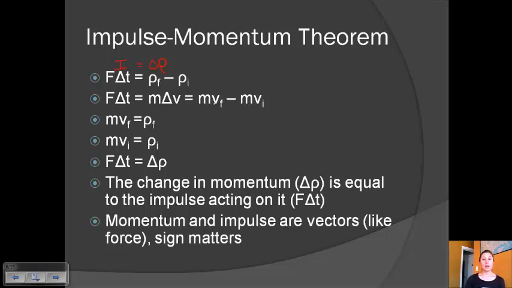Momentum and impulse are vectors, just like force, and so sign does matter. We need to be in the same dimension, either x, y, or z, or if we're in 2 dimensions, we would need to break those into components, just like we would do for a force, which we'll look at in the second section.